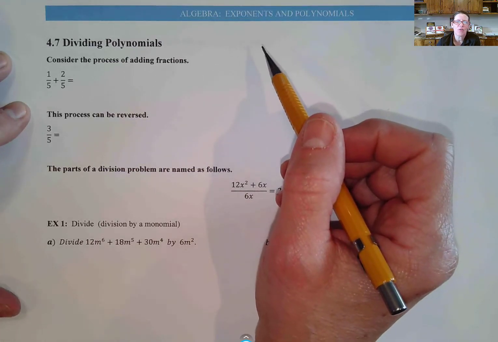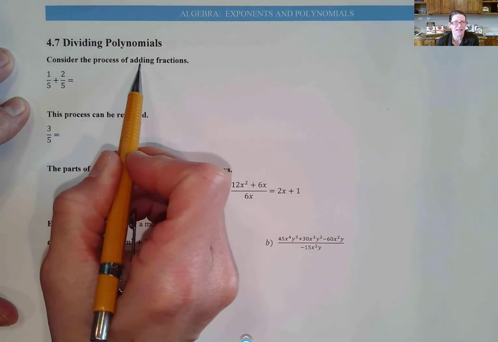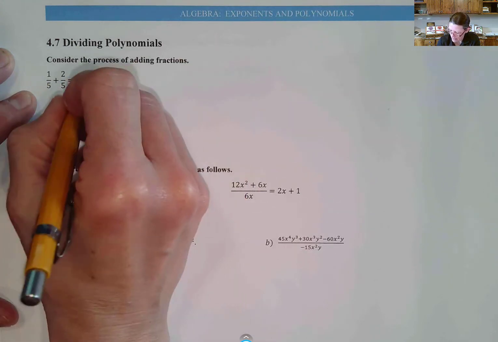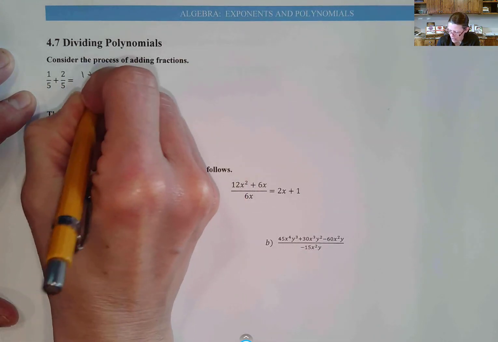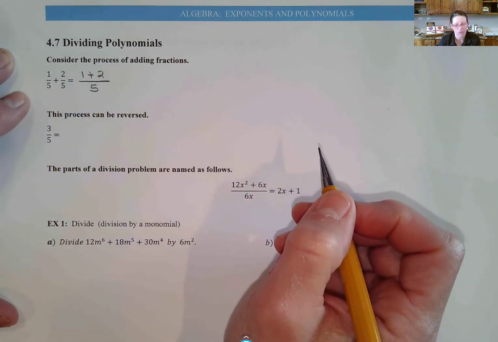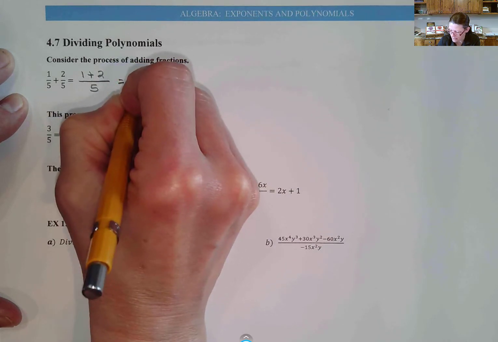In this video we'll divide polynomials. Let's start by considering the process of adding fractions. 1/5 plus 2/5. Adding in the numerator, we can write this as 1 plus 2 all over 5, or we might say, yes, that's 3/5.